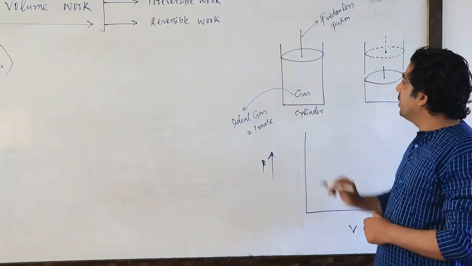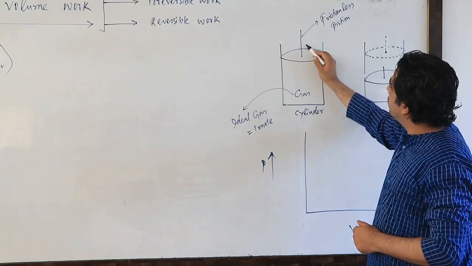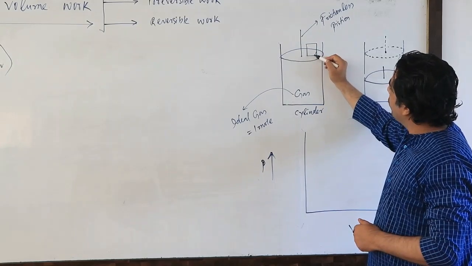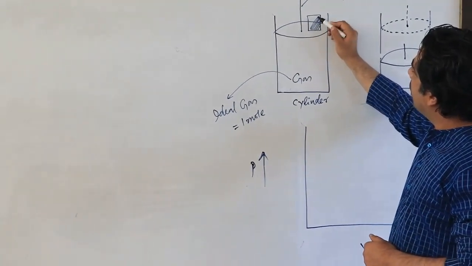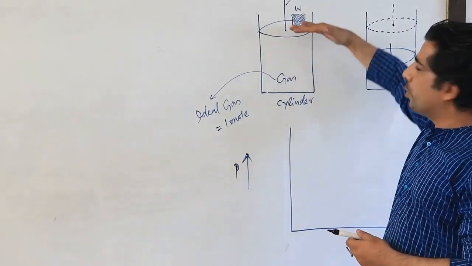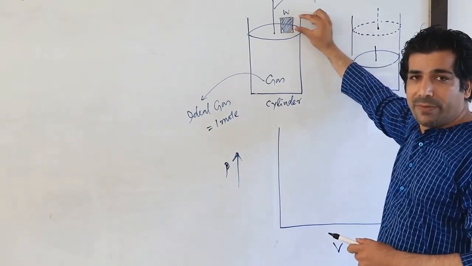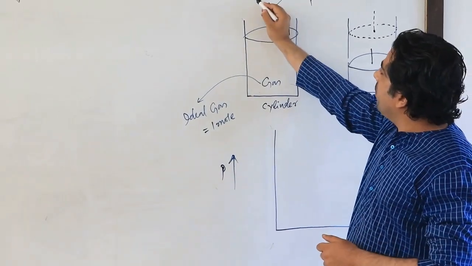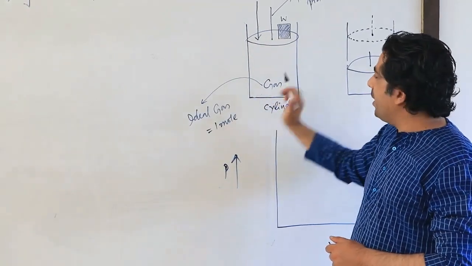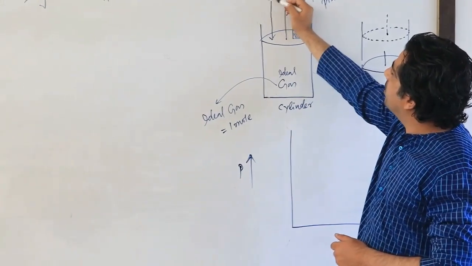Now my dear friends, let us suppose I will keep some weight on this piston. One block I will keep. Any weight I can use. I can keep some weight, let's suppose W, onto the piston. When I keep the weight W onto the piston, what happens? It will exert pressure on the gas. Which gas? The ideal gas, which is inside. So this will be your P external.